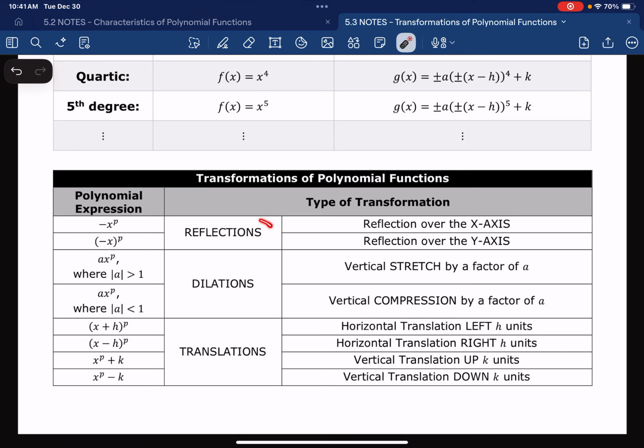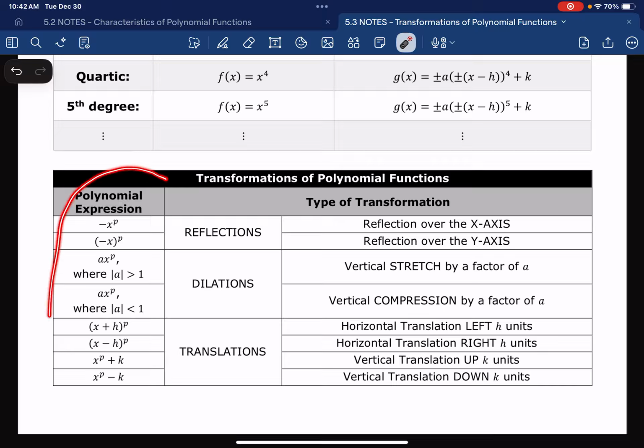Well, we're talking about reflections. Those are just flips when our graph reflects across the x-axis or the y-axis. We are talking about dilations, and dilations are just stretches or compressions. And in this lesson, we're only dealing with vertical stretches or compressions. We're not using horizontal compressions or stretches at this point. And then, of course, we have translations, and translations are just shifts. We can have horizontal translations, we can have vertical translations.